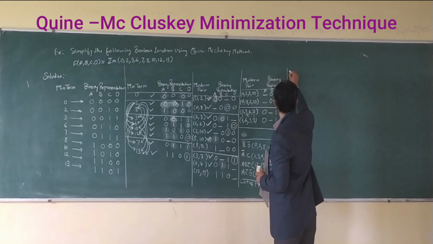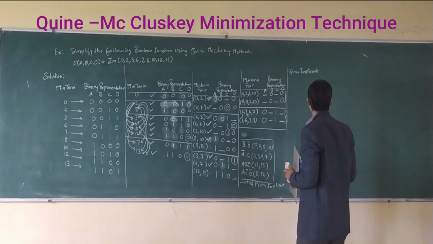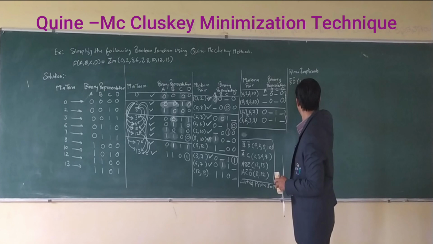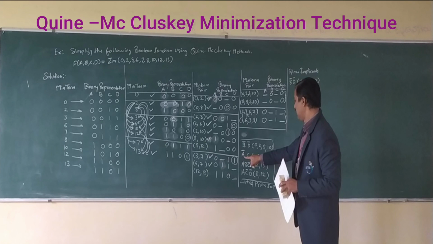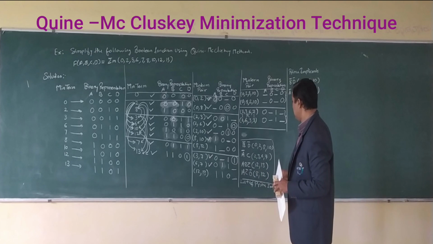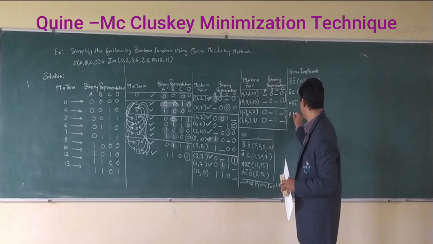So here in step number 6, let me note down the prime implicants. Which ones are they? B bar, D bar. Let me note down those numbers. It is representing 0, 2, 8 and 10. Then next is A bar C. It is representing what? 2, 3, 6 and 7. Then the third prime implicant is A, B, C bar. It is representing what? 12 and 13. And then the fourth prime implicant what we have? A, C bar, D bar. It is covering what? 8 and 12.